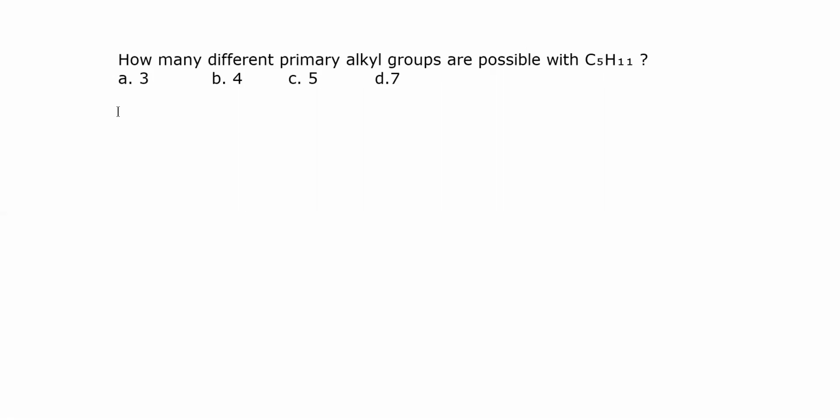The alkyl group general formula, let us see. The general formula is CnH2n+1. Given formula is C5H11. Let us substitute 5 here. If we substitute 5, it will become 11. Therefore, given C5H11 is an alkyl group.